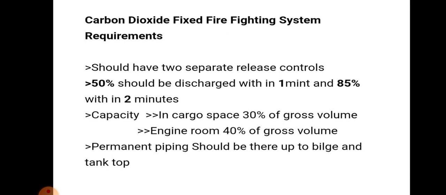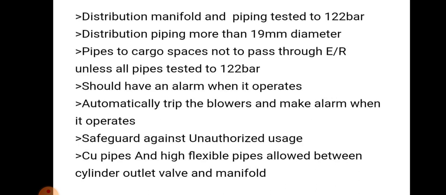That means carbon dioxide fixed firefighting extinguisher requirements: should have two separate release controls. 50% should be discharged within 1 minute and 85% within 2 minutes. Capacity means in cargo space 30% of gross volume, and in engine room 40% of gross volume. Permanent piping should be there up to the bilge and tank top.